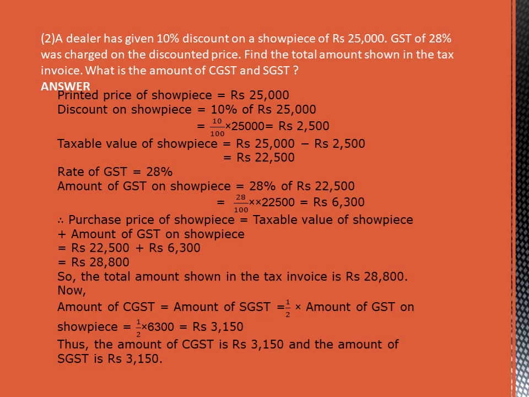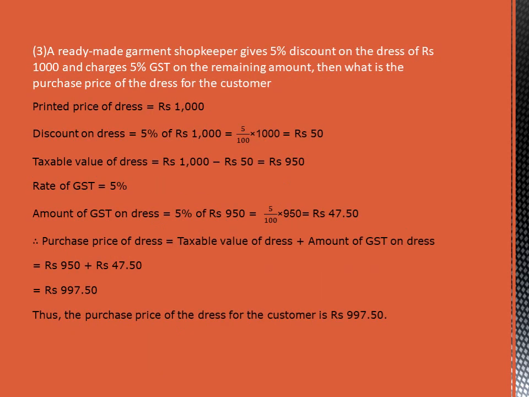Now we want to calculate CGST and SGST. You know that CGST and SGST are each half of the GST. Our GST value is 6,300. Half of 6,300 means 3,150 is the amount of CGST and of SGST. So you should solve the sum properly, step by step.